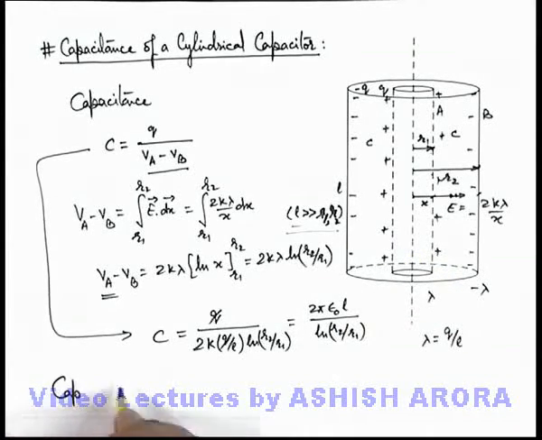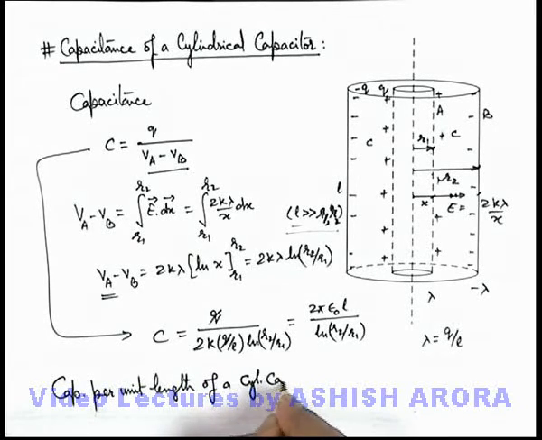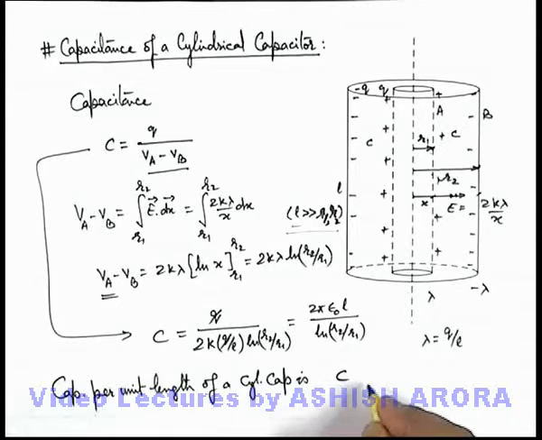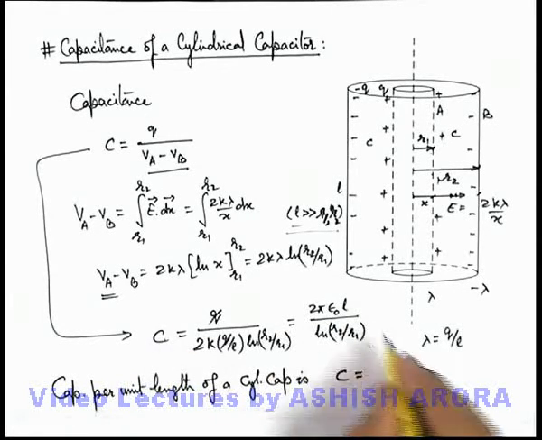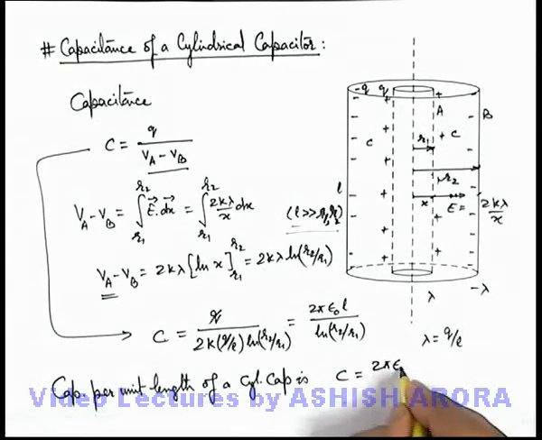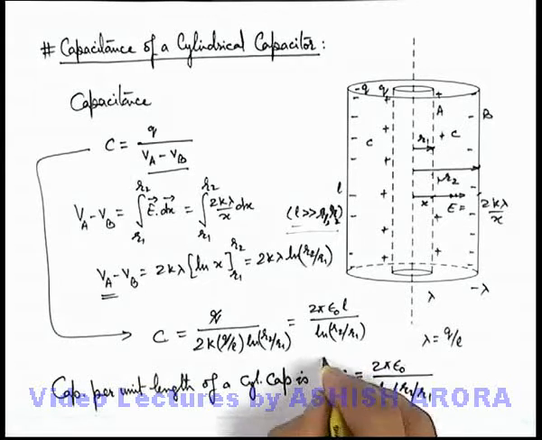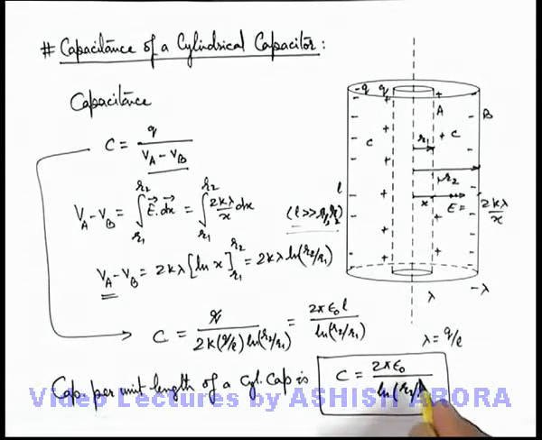So we can easily write down the capacitance per unit length of a cylindrical capacitor. This per unit length we are calculating can be written as C by L. So this will be 2 pi epsilon naught upon ln of R2 by R1. That is the capacitance per unit length of the cylindrical capacitor. So just be careful and keep this result in your mind. That will be used in many cases.